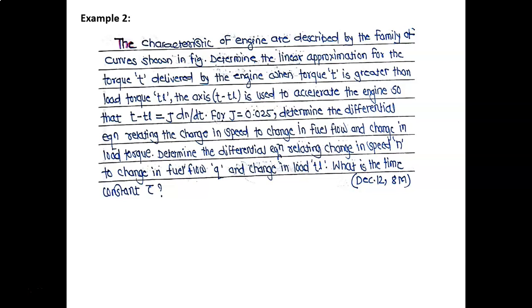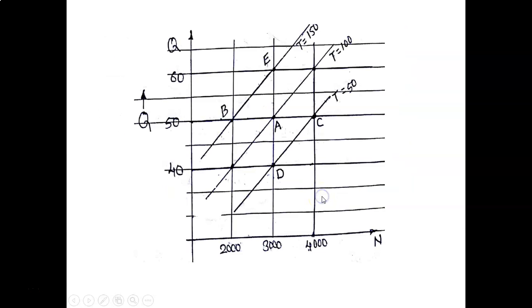Determine the differential equation relating change in speed N to change in fuel flow Q and change in load torque TL. What is the time constant tau? Therefore, this is our example, and they have given us graphs also. Therefore, these are the graphs.